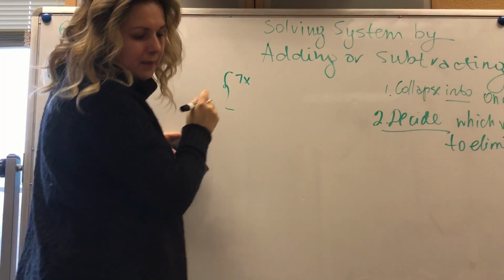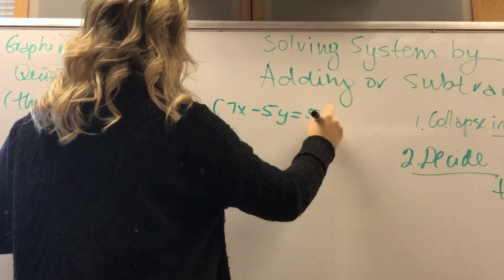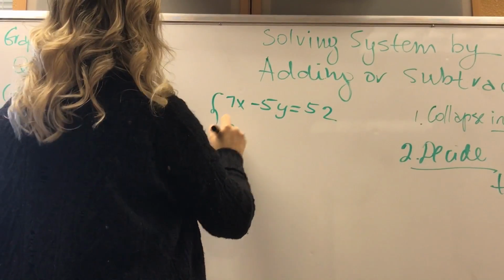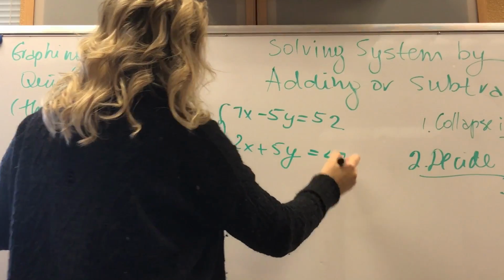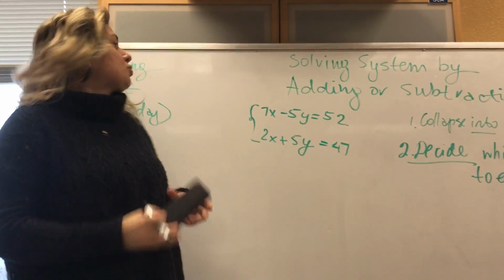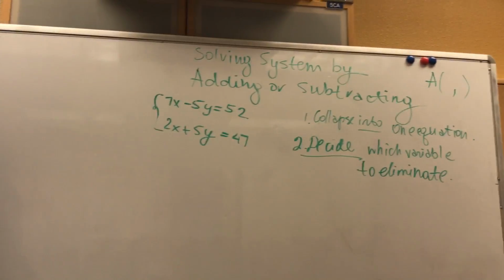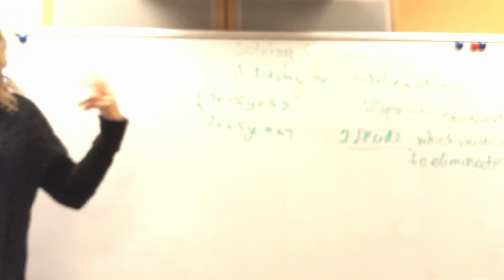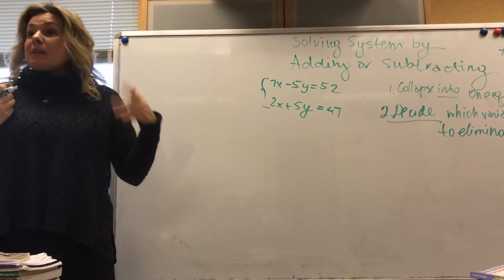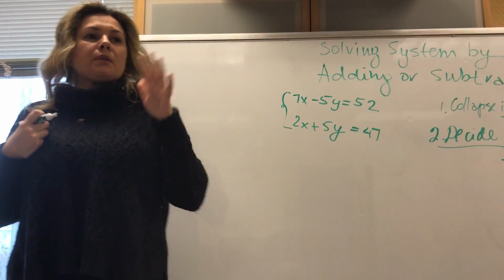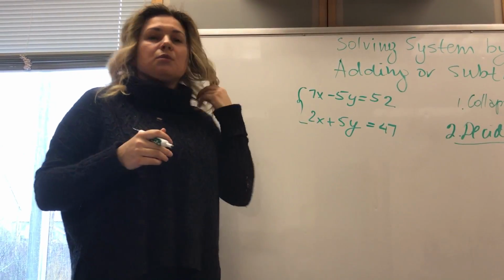7x minus 5y equals 52, and then 2x plus 5y equals 47. So I need to collapse the two into one linear equation, and I need to decide which variable to eliminate. Which two variables do I have in this equation? X and Y. Sometimes you'll have A and B, K and L, so get used to it. Sometimes, it doesn't matter.